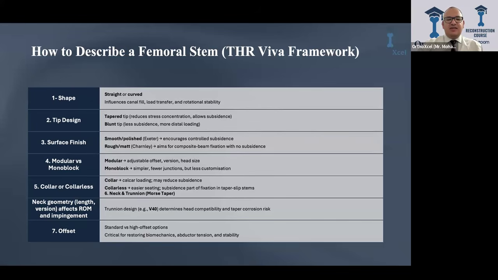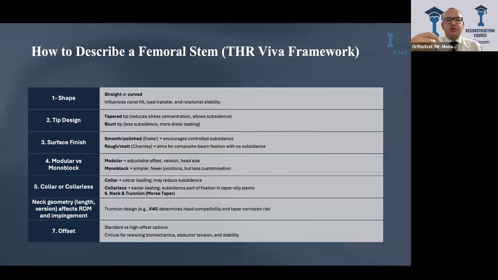Exam-wise, if he asks you in the exam to describe this stem for me, that's more of an exam mind. You need to comment on these 7 points. So don't say, oh, that's the Shanley stem and that's it. No, he is asking you to see that you understand the mechanics behind every design.